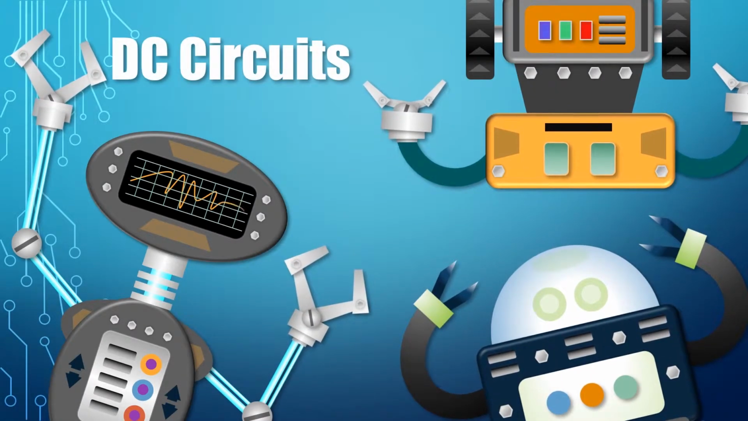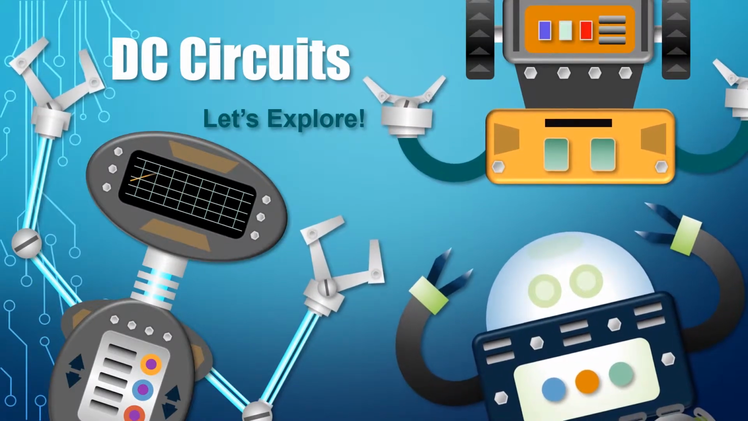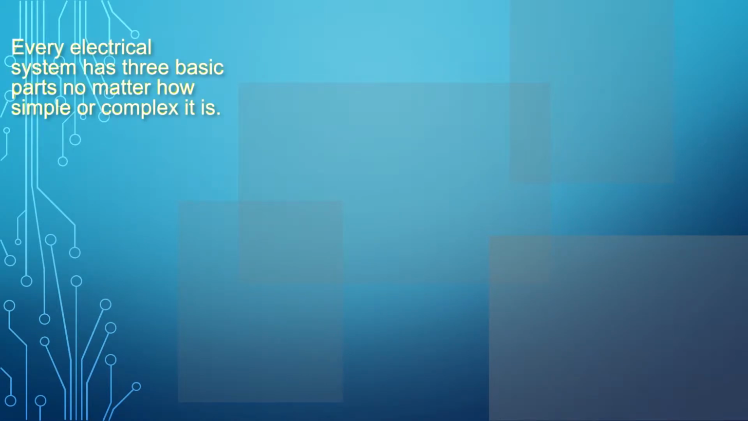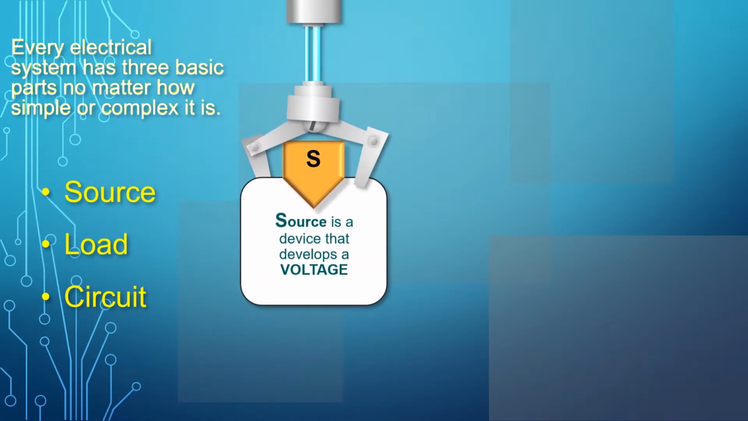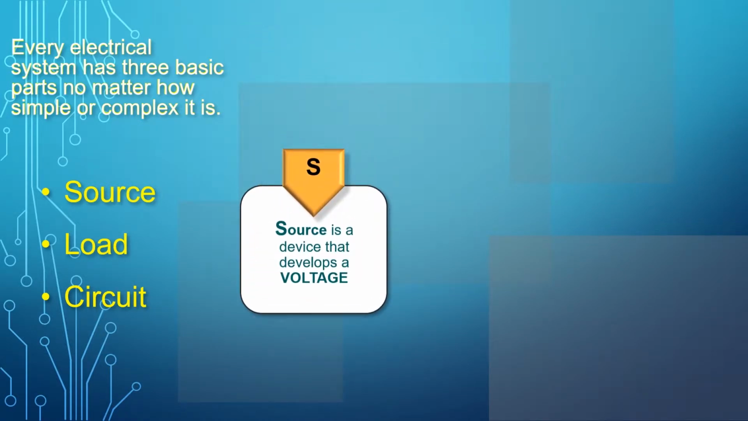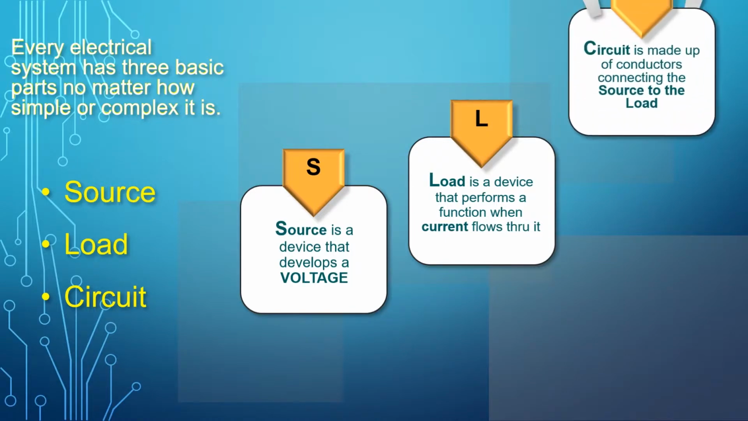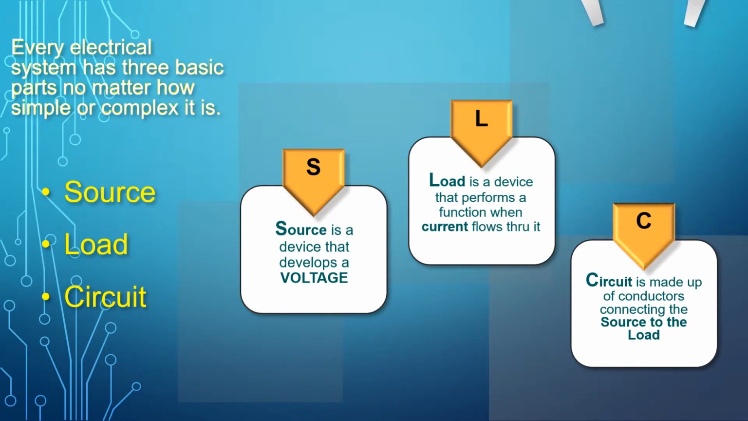DC circuits. Let's explore! Every electrical system has three basic parts, no matter how simple or complex it is. It has a source, a load, and a circuit. The source is a device that develops a voltage. The load is a device that performs a function when current flows through it. The circuit is made up of conductors connecting the source to the load.